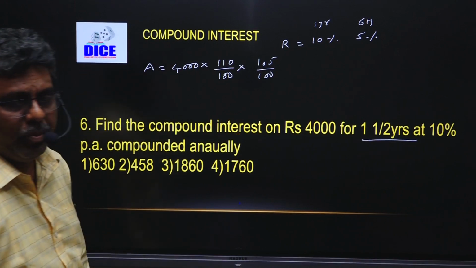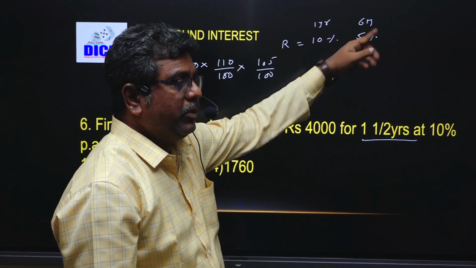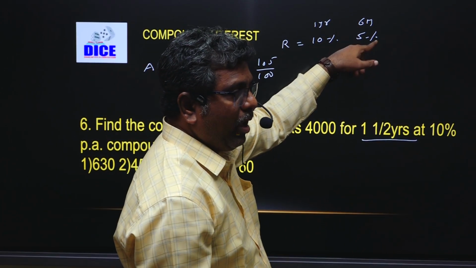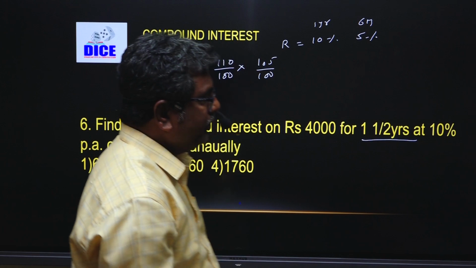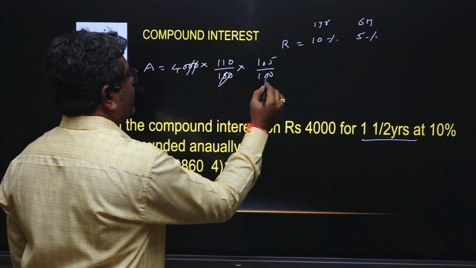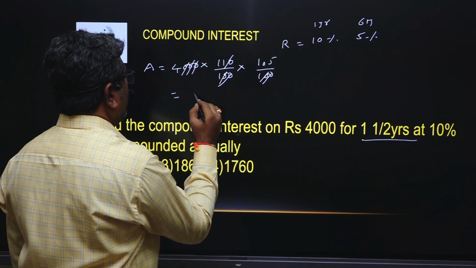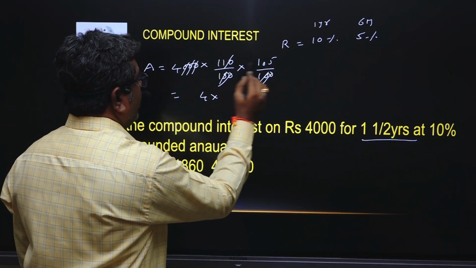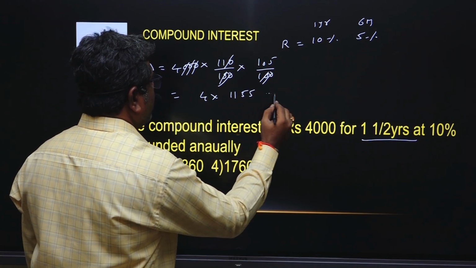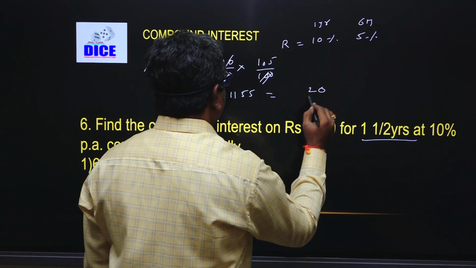Okay. So for 1.5 years, 1 year is 10%, half year is 5%. Suppose it is 2.5 years, then 2 times 10%, and half year means take 5%. Okay, right. Now solve this one. 2 zeros cancel. 0 0 cancel. 0 0 cancel. So 4 into 11 into 105. 11 5s are 55. So the value is equal to 4 into 5, 4 5s are 20. 2 is there.